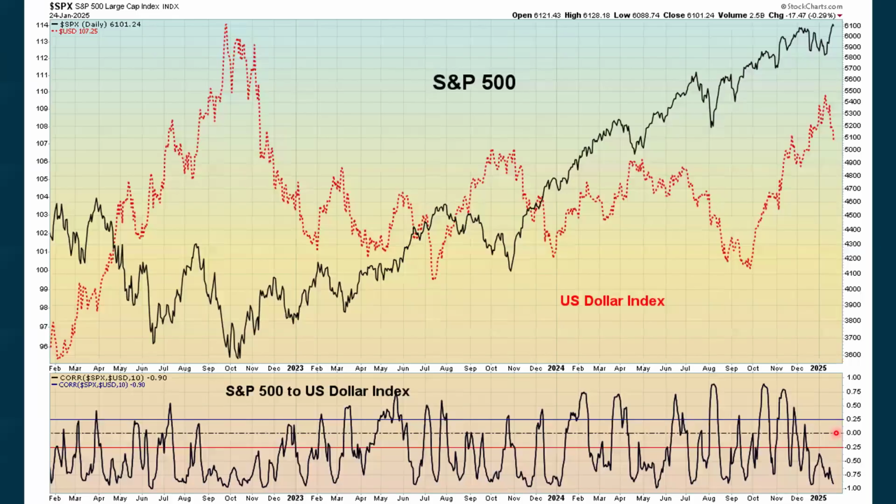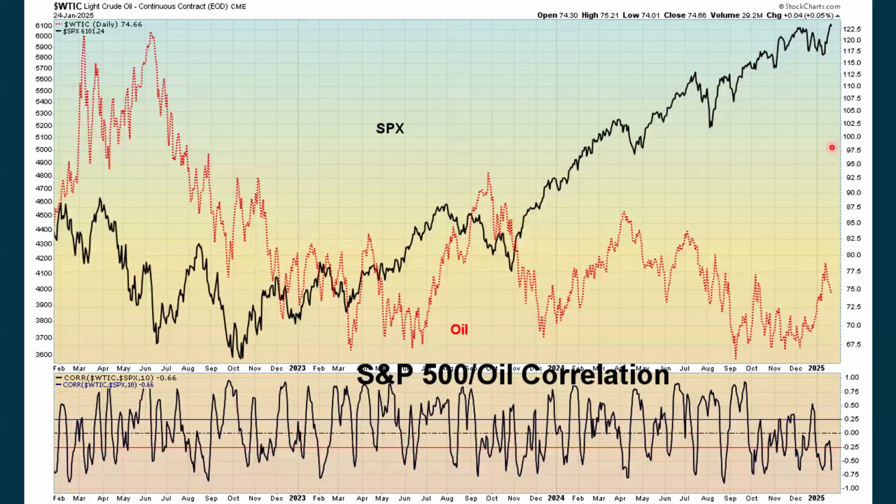Then we keep an eye on some correlations, and we're actually seeing some opposite correlations right now. As stocks have been going up, the dollar's been going down. Okay, and that's helping stocks right now. And that relationship seems pretty strong right now. We look at the S&P 500 to oil also going in opposite directions. If oil's going down, that helps stocks to go up and vice versa.